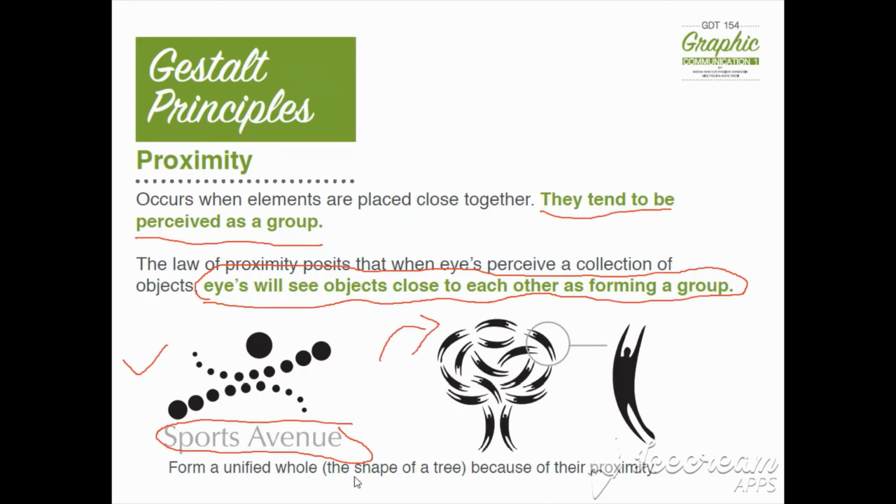Okay, from a unified whole, okay, the shape of a tree because of their proximity. Okay, jadi kita nampak dia bentuk tree, tetapi dalam bentuk tree ni ianya adalah shape manusia. Macam tu juga dengan yang ni, kita nampak dia human figure, tetapi human figure ni daripada bentuk bulat. Okay, so this is proximity in Gestalt Principle.